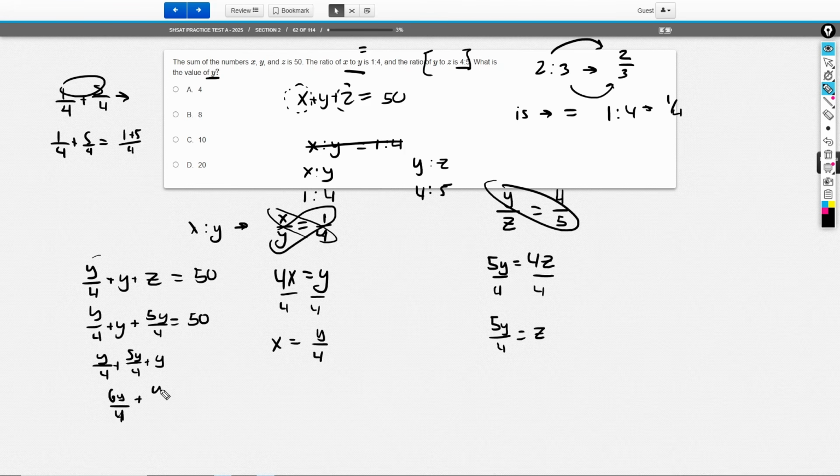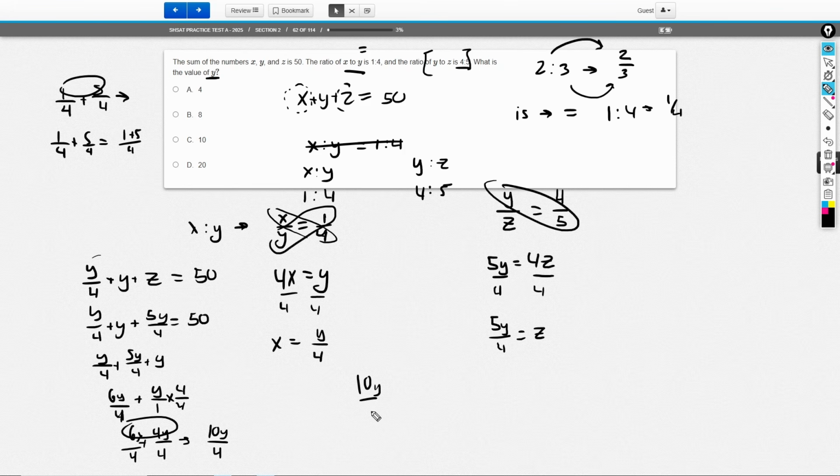Now, I'm adding that to y over 1. Now, I have to turn these two to have the same denominator. So how do I turn 1 into 4? Well, I just multiply the top and the bottom by 4. So now I have 6y over 4 plus 4y over 4. That's equal to 10y over 4. I just add the numerator, keep the denominator the same.